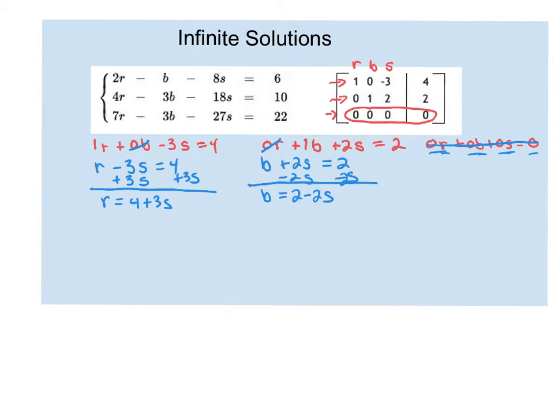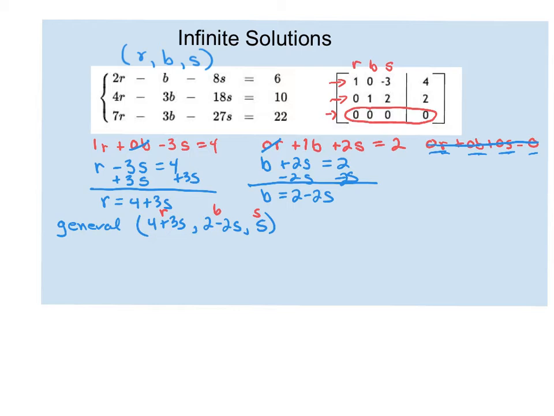So now I can write my answer. Now when we write our answer, we usually start off by writing the general solution. When I write the general solution, I'm going to write it as an ordered triple. So since we have the r listed first, we'll have r, b, then s when I write my triple. So r is 4 plus 3s, b is 2 minus 2s, and s is just s. So when we write this in, remember this is my r, this is my b, this is my s. That's called the general solution.